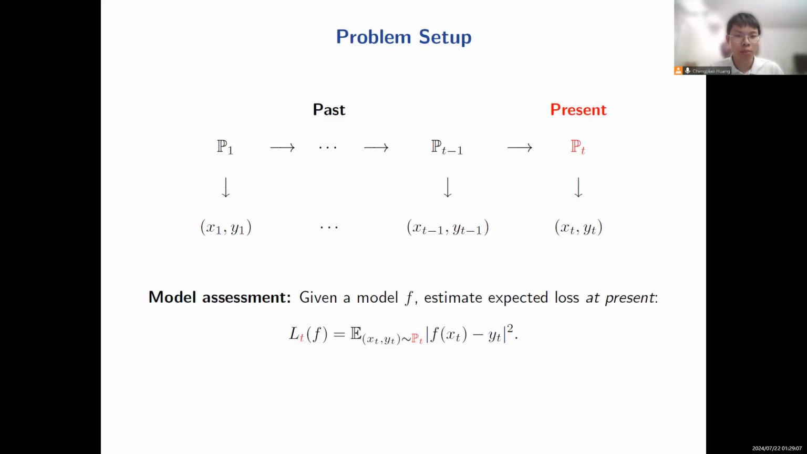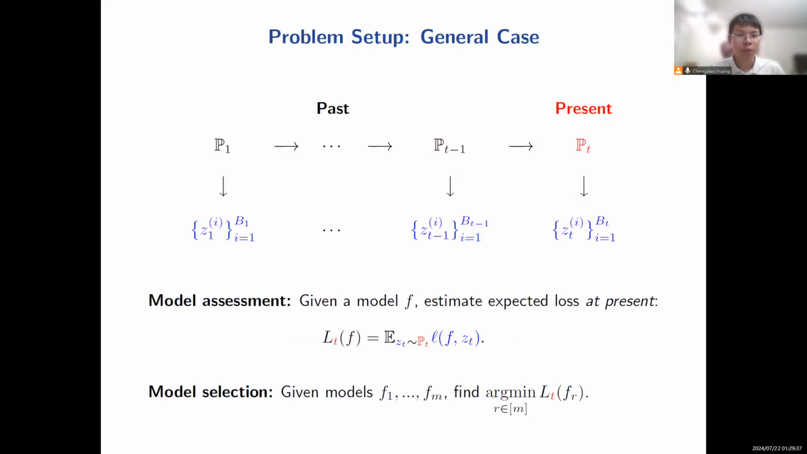In the model assessment problem, we are given a model, say a linear model or a neural network, and we want to estimate its current performance, which is the expected loss with respect to the current data distribution. In the model selection problem, we are given a collection of models, and we want to find the best one with respect to the current data distribution.